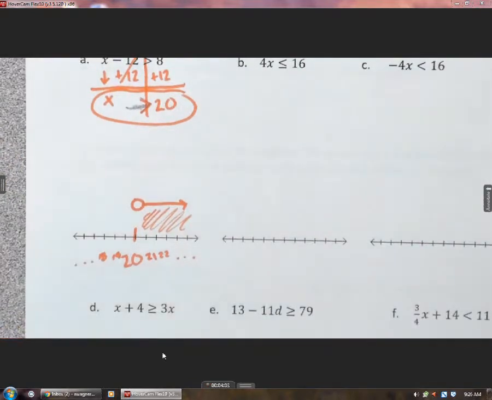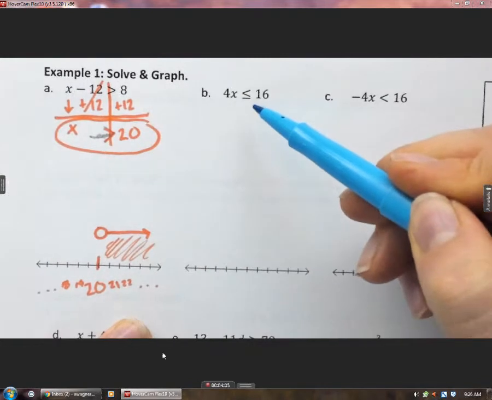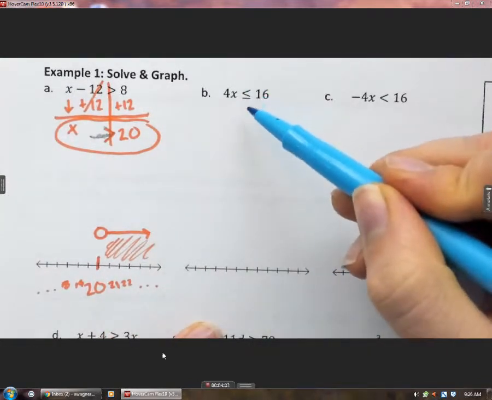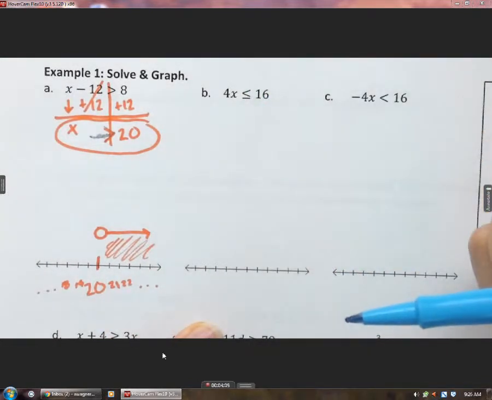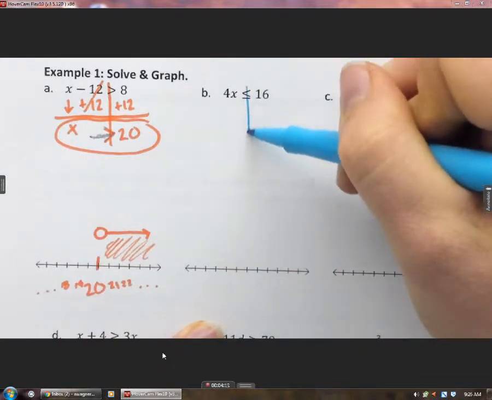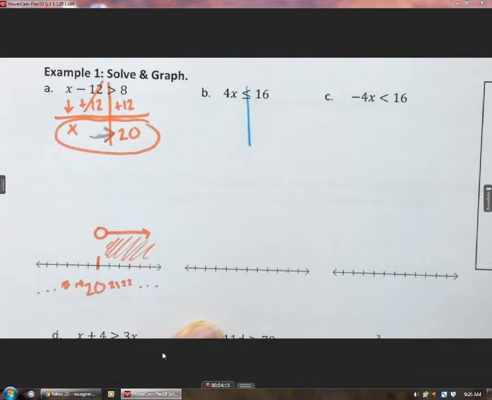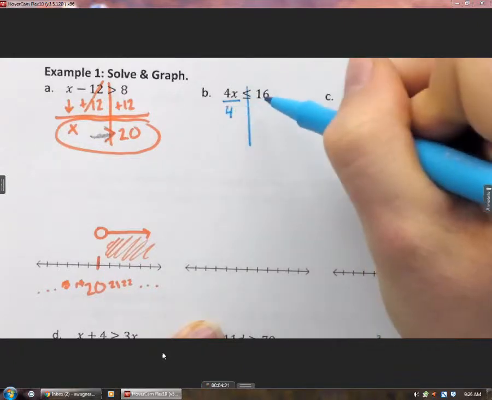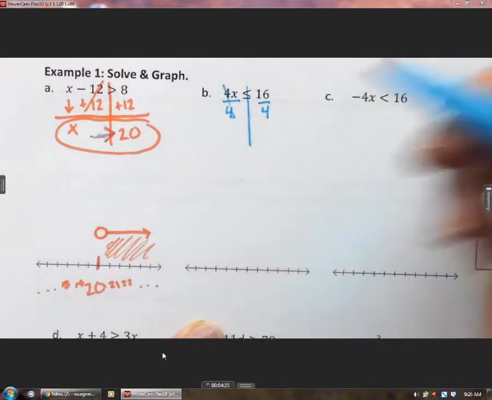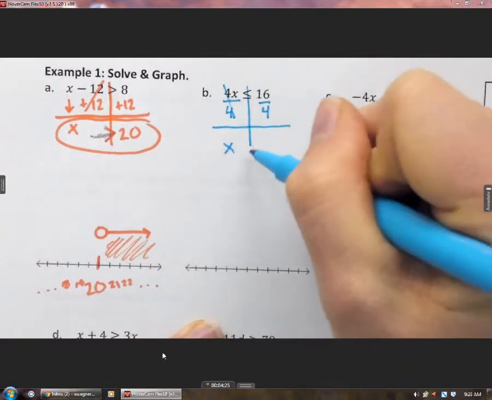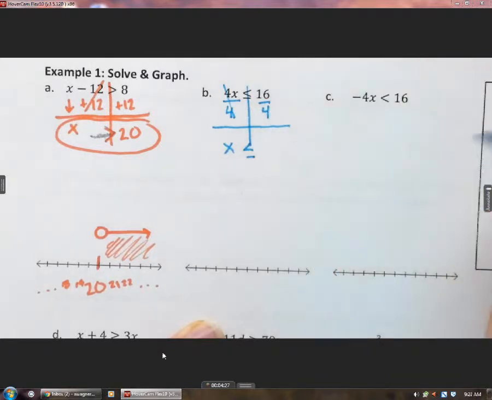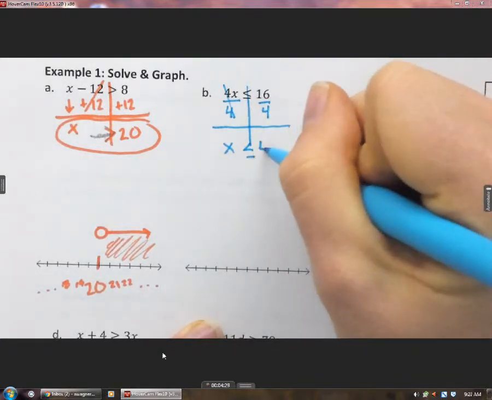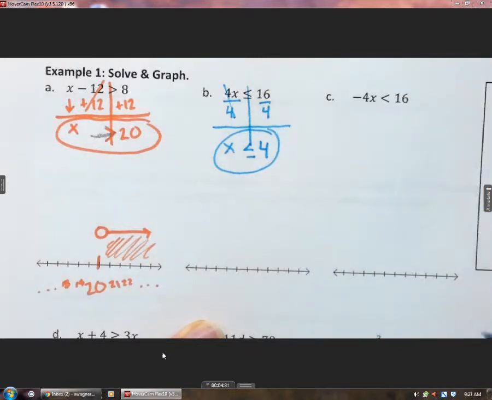Let's try this one. 4x is less than or equal to 16. My first step is to pretend like it's an equal sign. Divide. This is 4 times x. We'll divide both sides by 4 to get x by itself. So x is still less than or equal to, what's 16 divided by 4? 4. So we could circle that, but then we got to graph it.